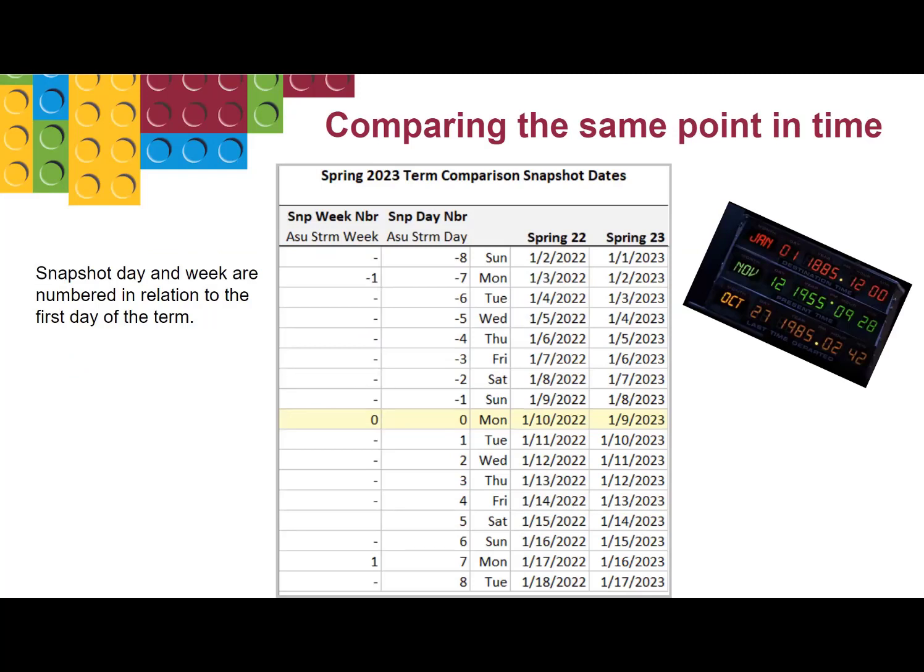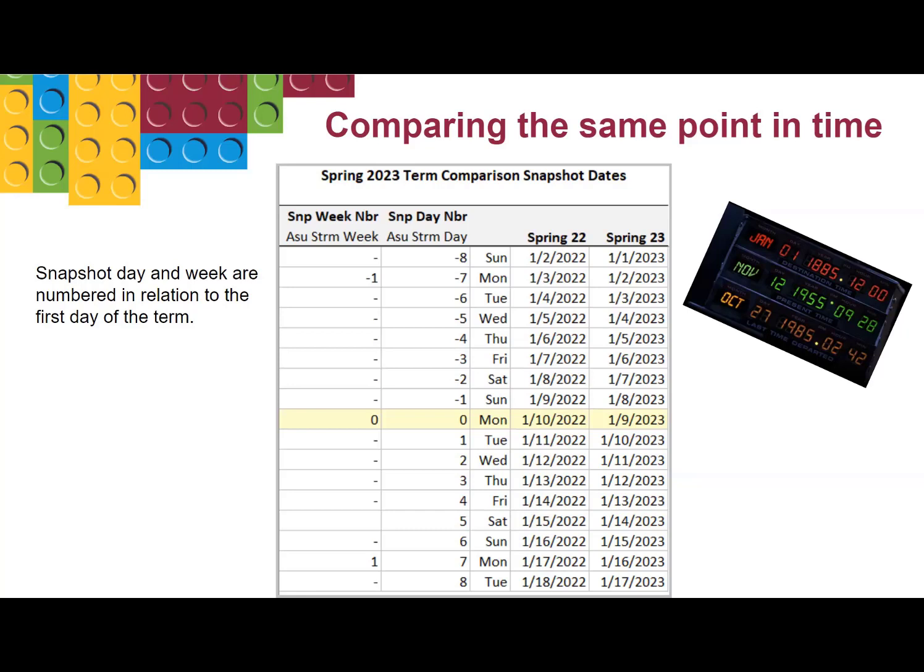Let's talk about the statement I said of comparing the same point in time. So let's talk about what point in time we're talking about comparing. Snapshot day and week are numbered in relation to the first day of the term. So comparing spring 22 and spring 23, the first day of spring 23 is January 9th. The first day of spring 22 was January 10th. So that is always going to be week or day number 0.